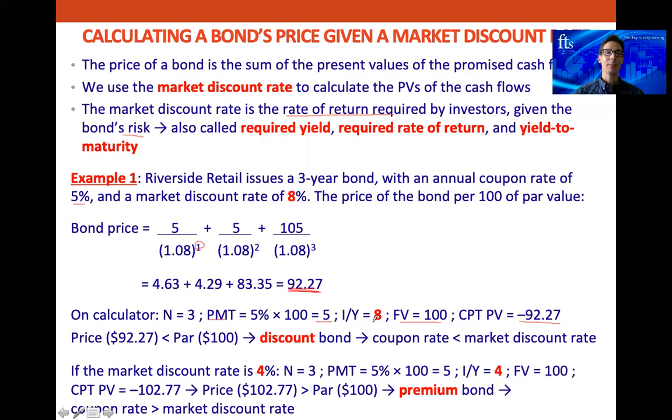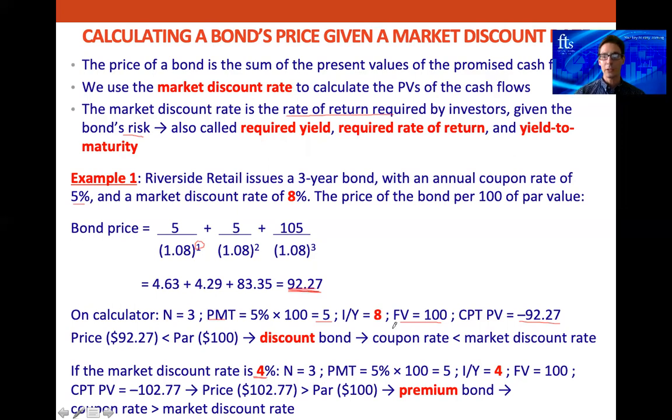But now let's pretend we've got scenario 2. Let's say the market discount rate on Riverside Retail's bonds is 4%. So let's say now Riverside Retail, their clothing range is the best and everybody's crazy about their clothes. So they're very popular in the market. So this means now that the yield investors require on the bond is not as high anymore. It's only 4% now. So the required yield is going to be lower now. So let's see what happens if this is the case.